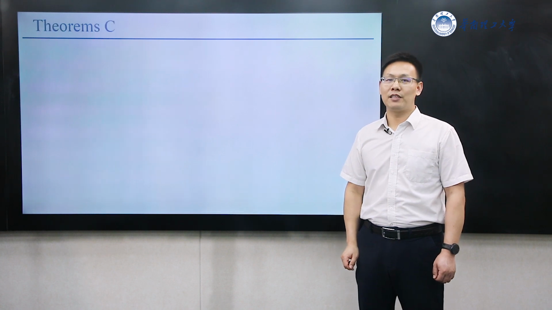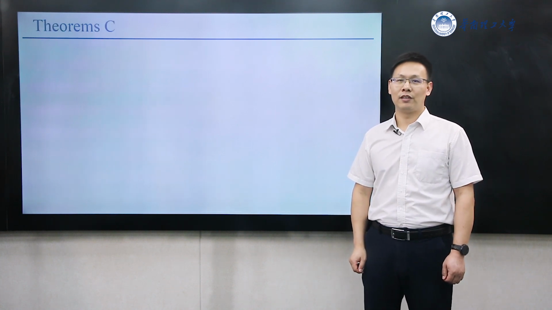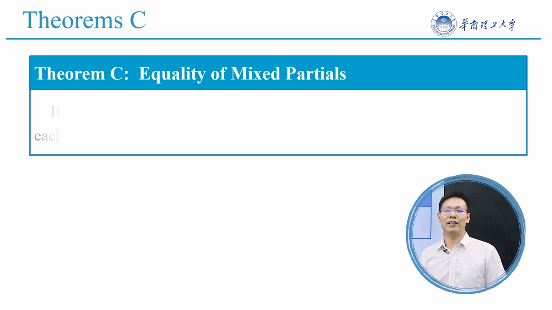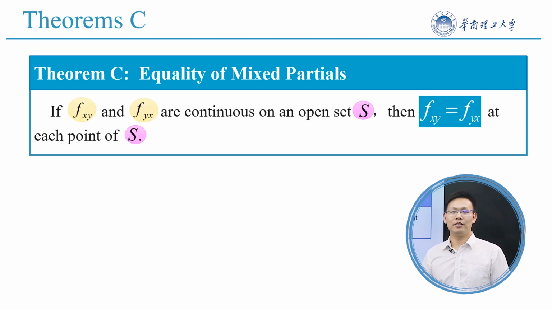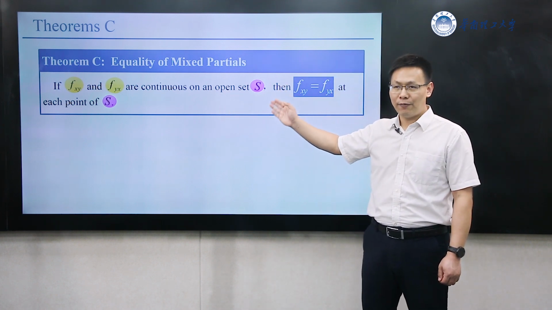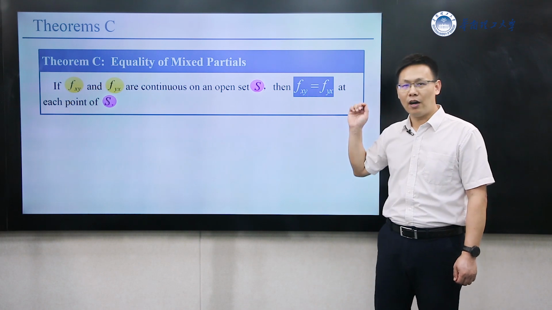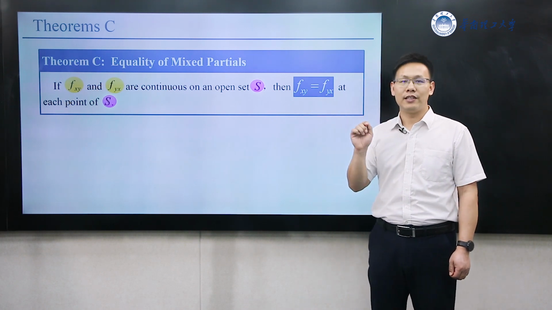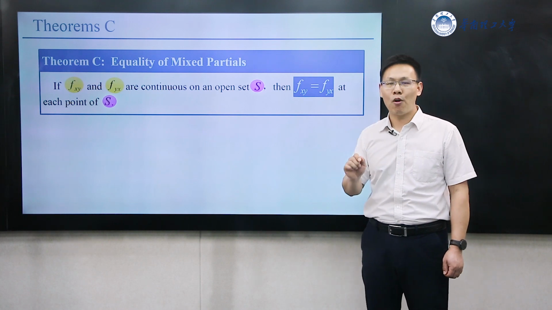We studied the mixed partials in the last section. For a bivariate function f(x,y), sometimes the mixed partials are equal, sometimes they are not equal. Based on continuity, the equality of mixed partials is simply stated as follows. Theorem C. If fxy and fyx are continuous on an open set S, then they are equal at any point of S.